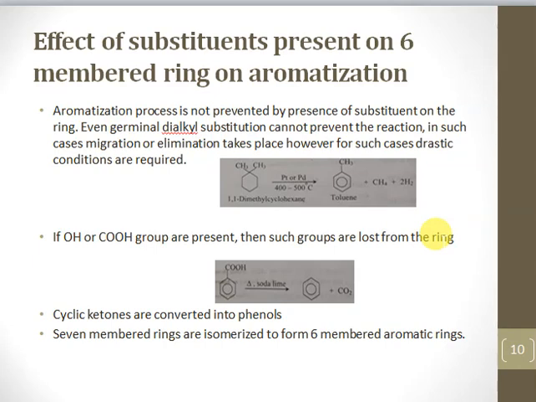If you have a hydroxyl group or carboxyl group, that will be retained, and if you don't want them there, then you can simply remove that. For example, if you have a carboxylic acid group, then in that case it will be lost from the ring. For that purpose you have to use soda lime. If you have cyclic ketones, then cyclic ketones are converted into phenols under this condition. And if you have a 7-membered ring, then the 7-membered ring will isomerize to form a 6-membered aromatic ring.